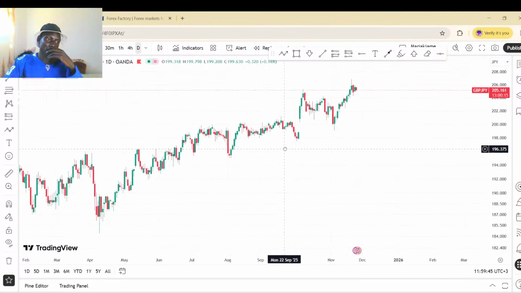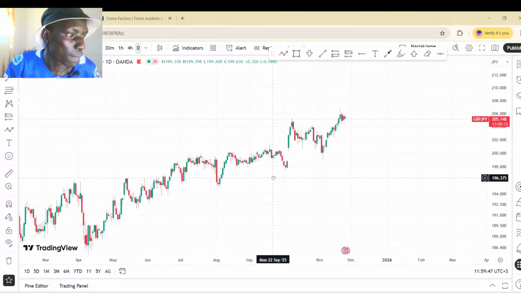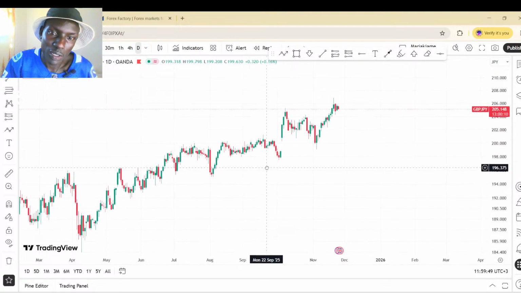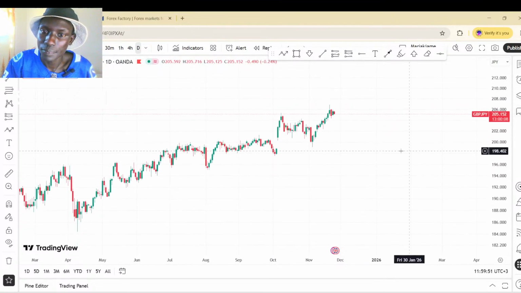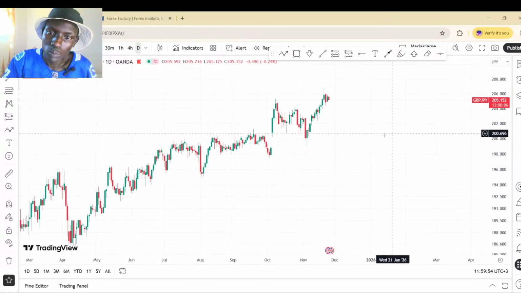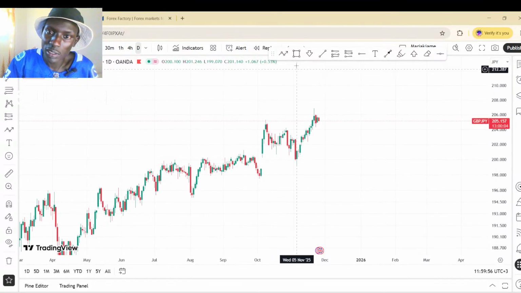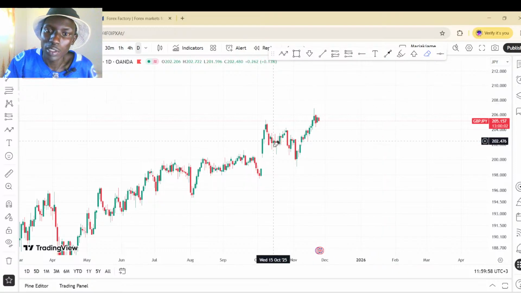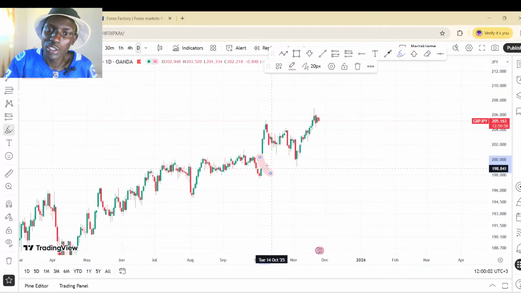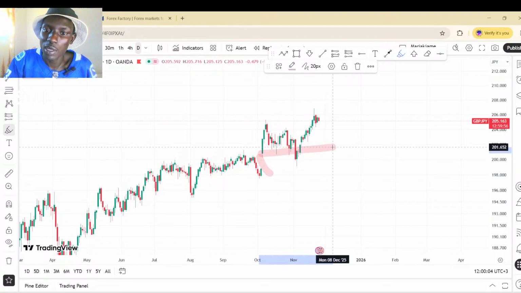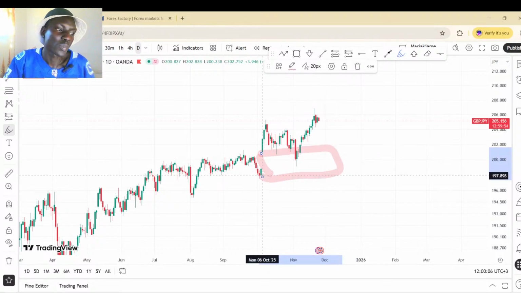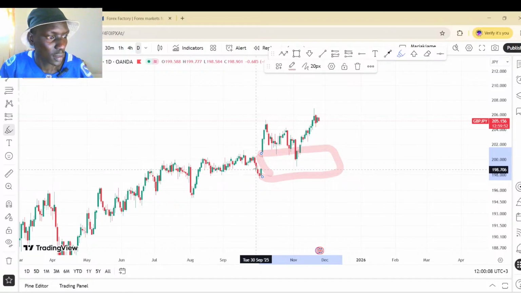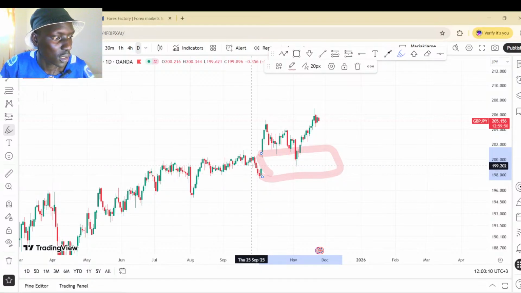So this is another pair that we are going to analyze here. Of course, what you should know is that this kind of gap here, let me show you guys, this is a gap. You should know the logic behind this kind of gap. Do you know what that means?